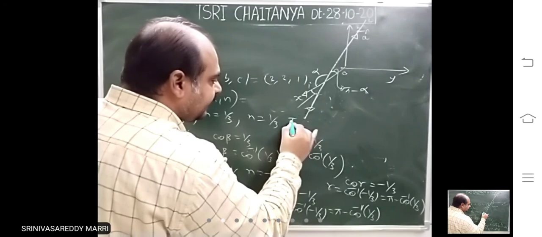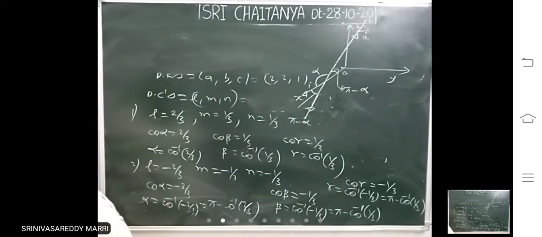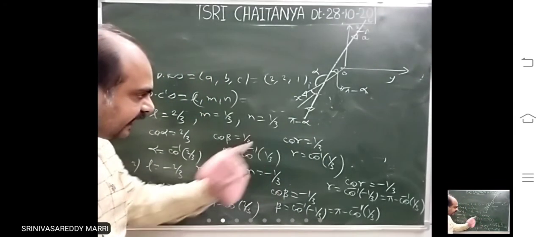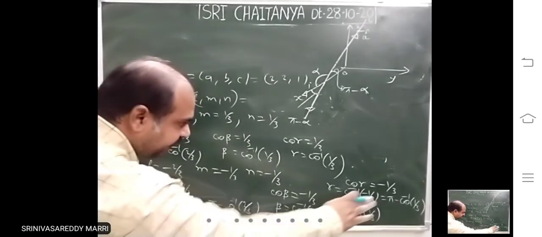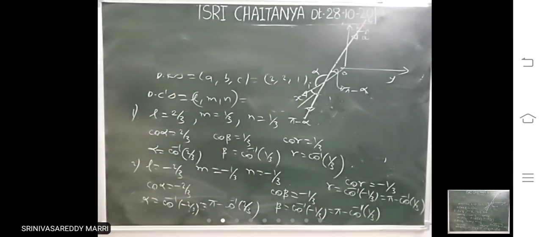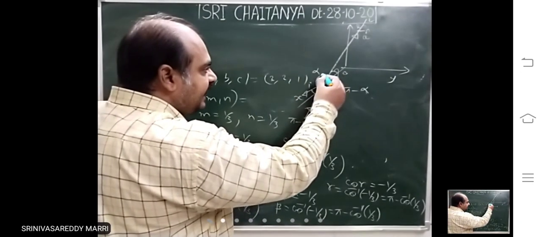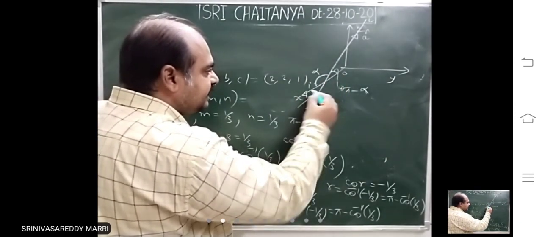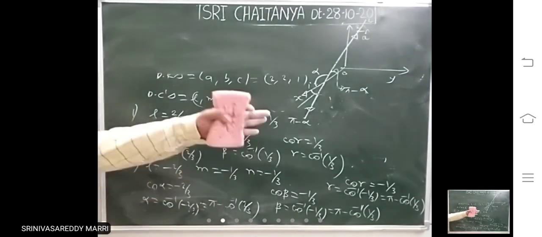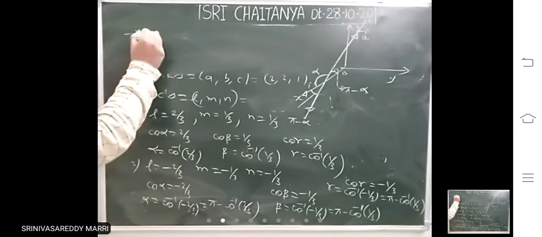Like that, two angles will be there. If one set of angles is alpha, beta, gamma, then the other angles are pi minus alpha, pi minus beta, pi minus gamma. Look at the x-axis: one angle is alpha, the other angle is pi minus alpha. Similarly with the y-axis.